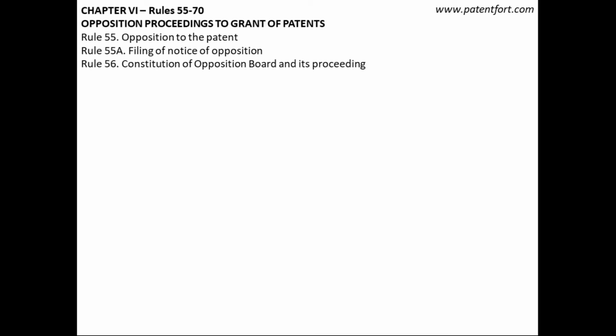Chapter 6, Rules 55 to 70, Opposition proceedings to grant of patents. Rule 55, Opposition to the patent. Rule 55A, Filing of notice of opposition. Rule 56, Constitution of Opposition Board and its proceeding. Rule 57, Filing of written statement of opposition and evidence.